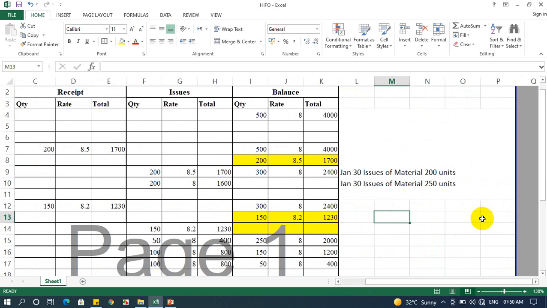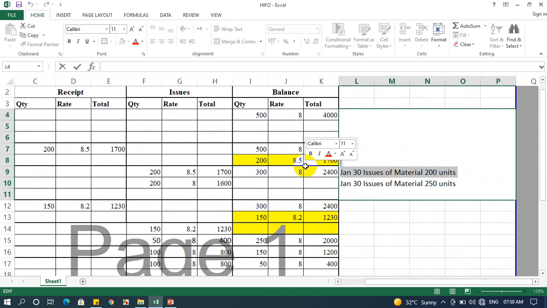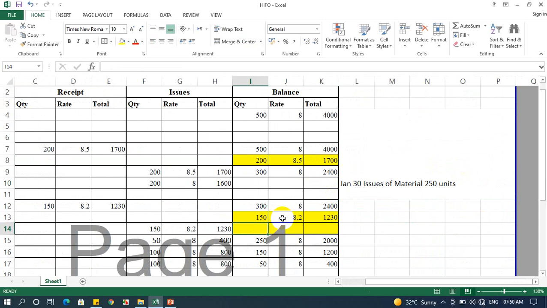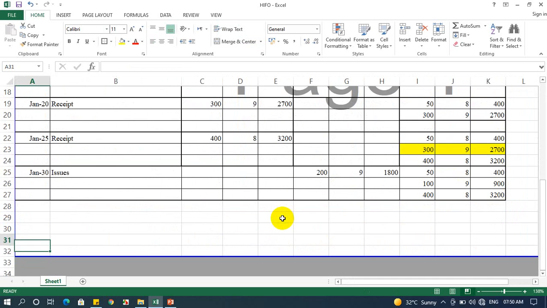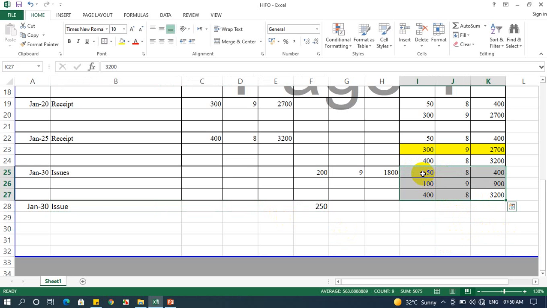Now coming to the next issue of 250 units on January 30. We issue 250 units. Now again consider the rate. So what is the rate here? 8, 9, 8. So which product do we have to sell? The one whose rate is higher. Which one? 9. So we have to sell this.